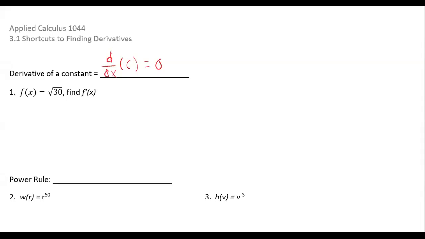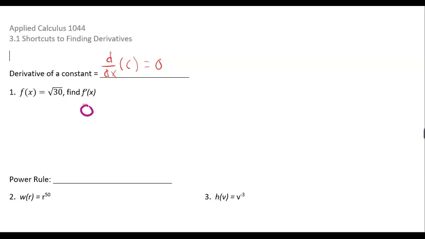So what does that look like? Well, right here we have the square root of 30. The square root of 30 is a number. It's just a constant. So that means if we want to find the derivative, so f prime of x is another notation for the derivative, it's going to be 0 because the derivative of a constant is 0. Let's try the next one.